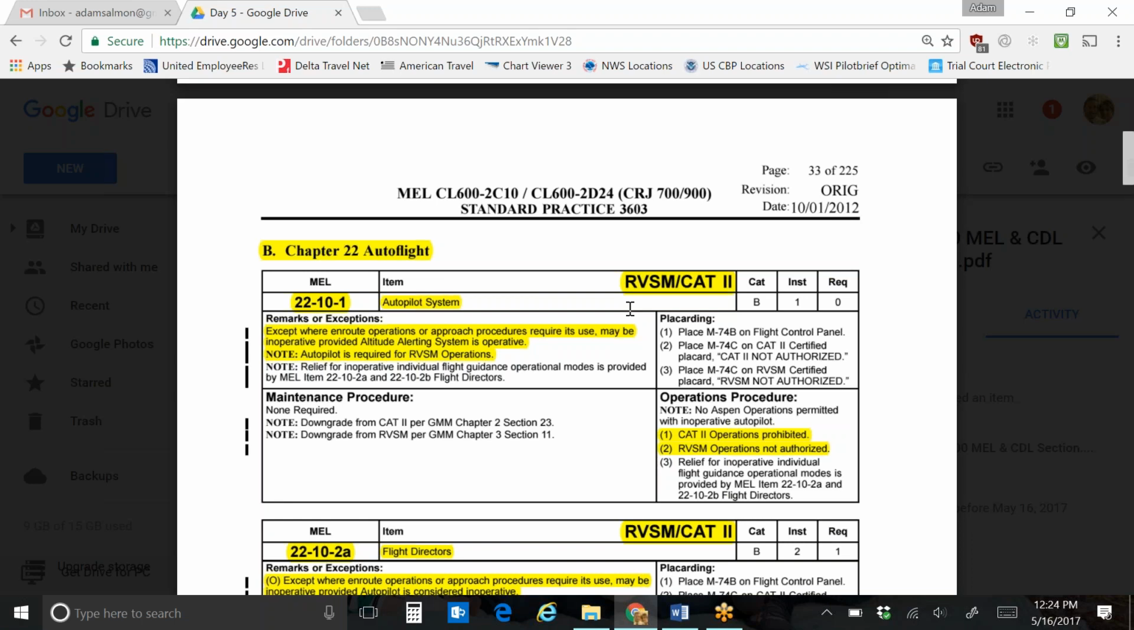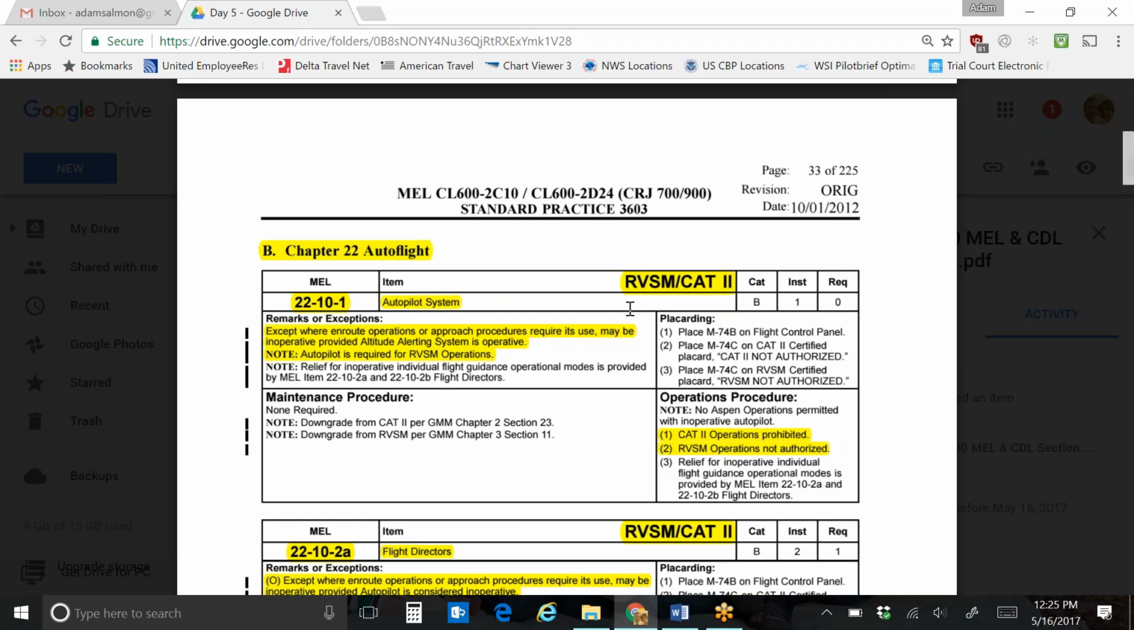So this is the autopilot. The reason why it's Category 2 restricted is because in order to fly a Cat 2 approach, you have to have autopilot. Autopilot actually has to be on all the way down to 100 feet. And so if autopilot is not working, obviously you can't do a Cat 2 approach.